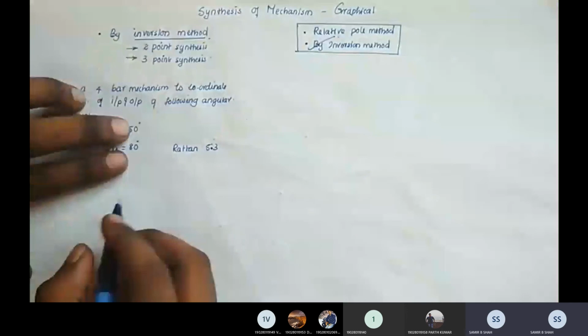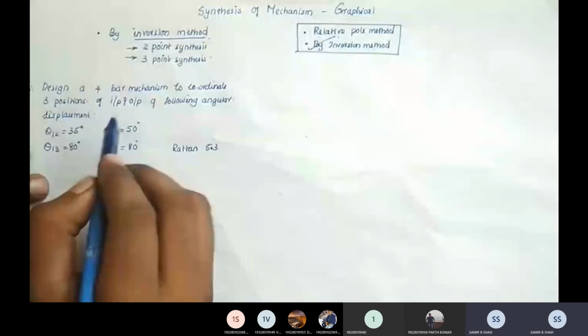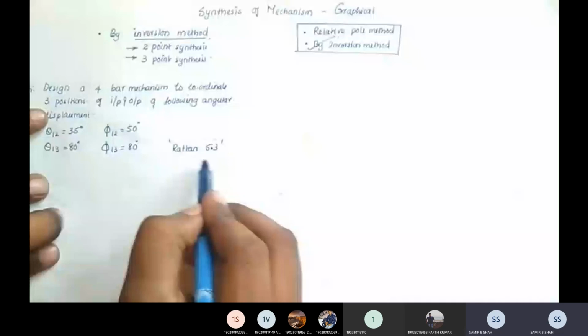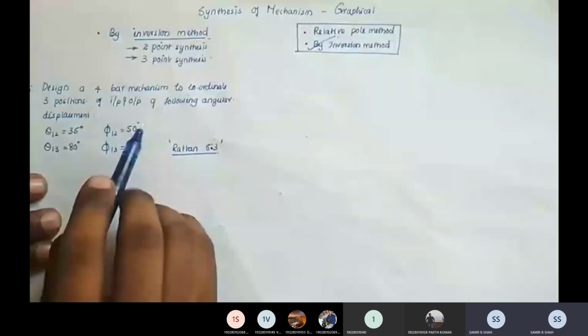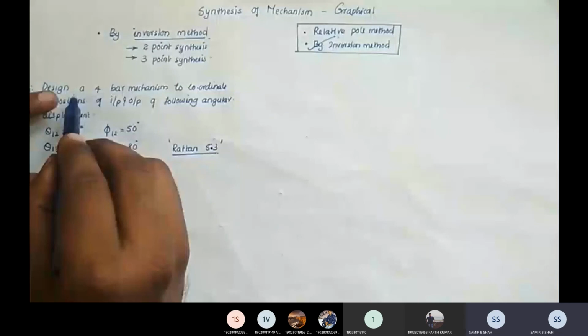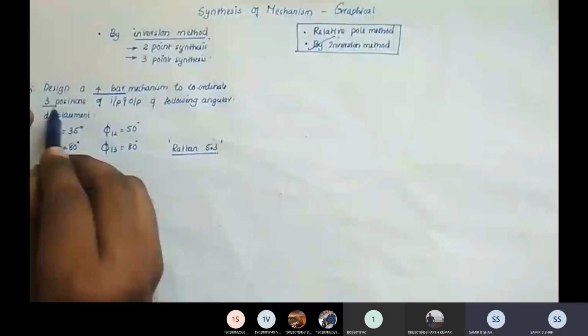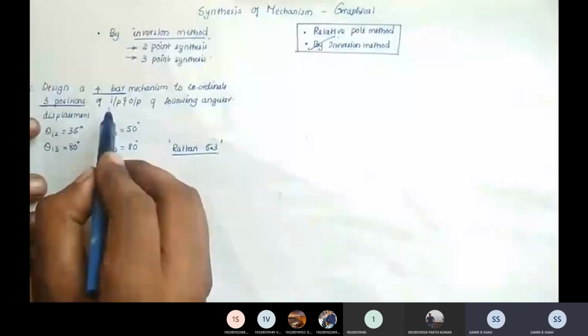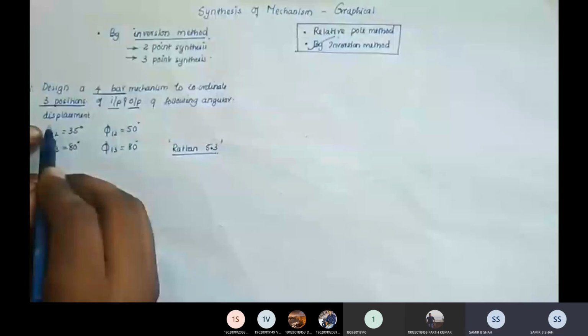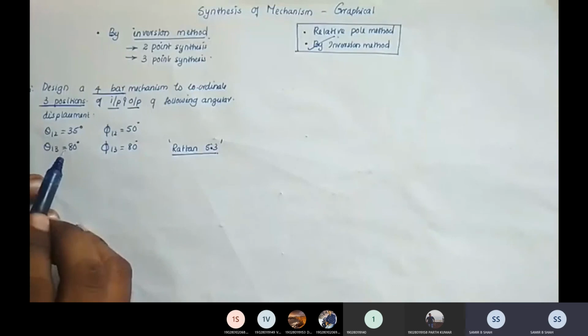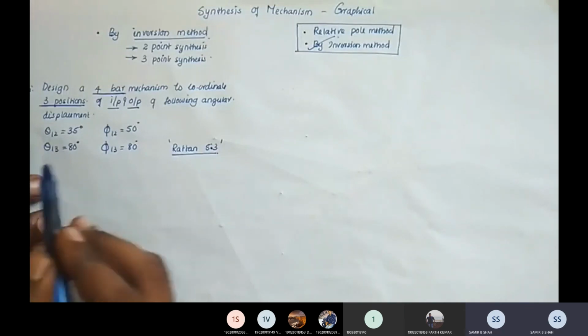Example. Again we are discussing a question. Here I am taking this question from Rattan, exercise number 5.3. In this question, what they require is to design a four bar mechanism to coordinate the three positions. That means the 3 point synthesis, three positions of input and output link for the following angular displacement. We need to design the 4 bar mechanism accordingly.